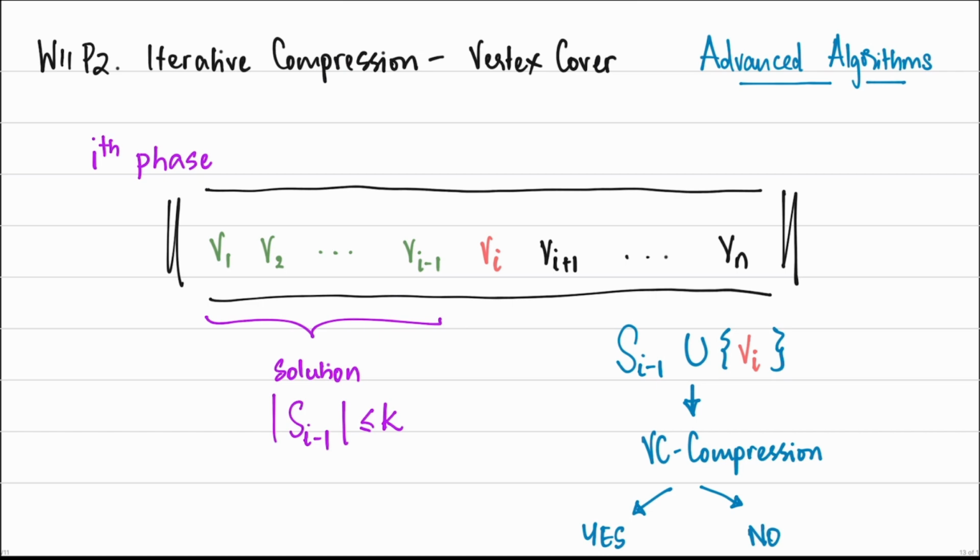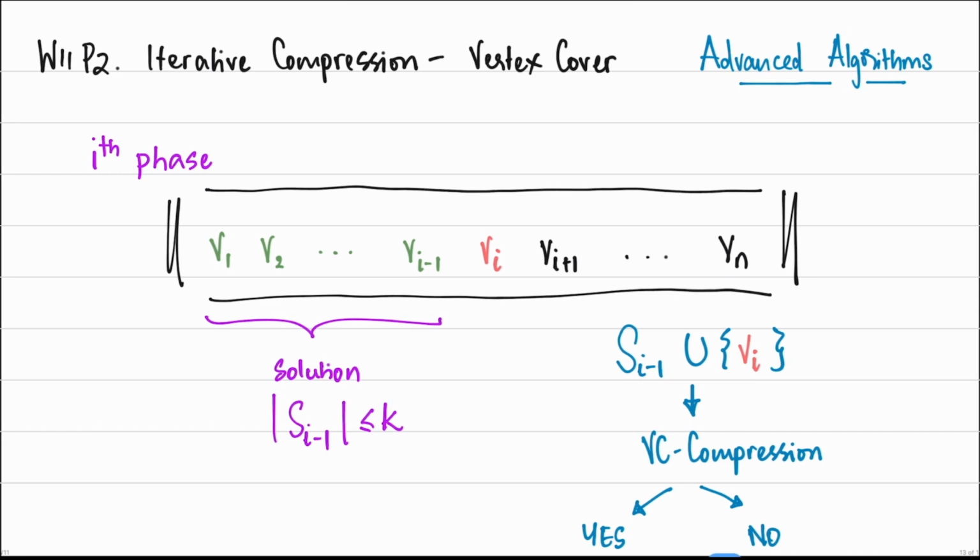So let's say the last solution of size at most k that we saw with i minus 1 vertices, let me call it S_{i-1}. Now in this step of iteration, what we are going to do is combine S_{i-1} with the newly brought in vertex v_i to obtain a new solution of size k plus 1, and we feed that to the compression algorithm.